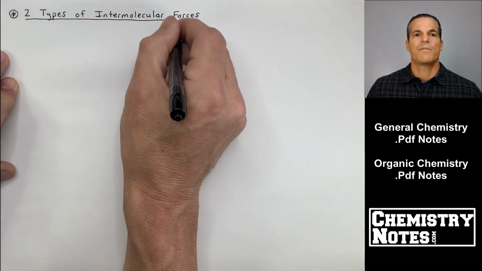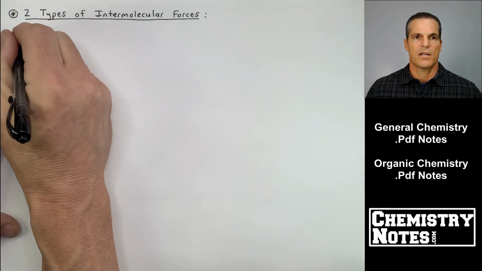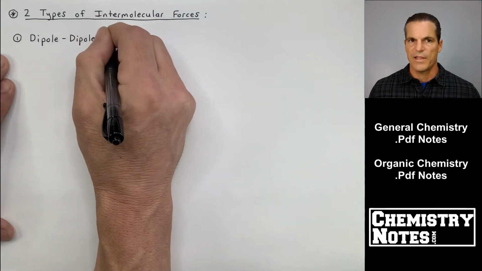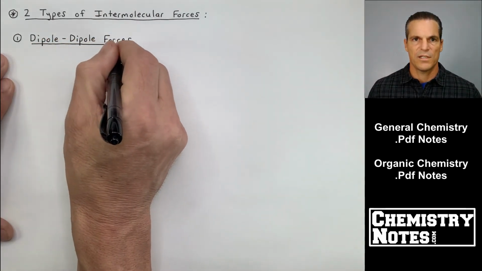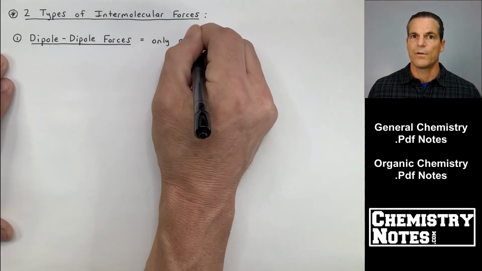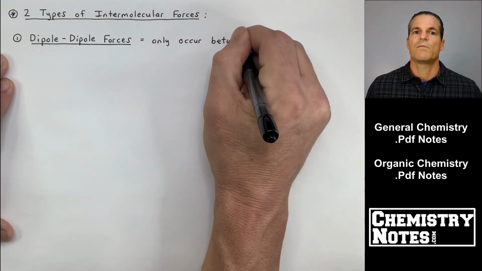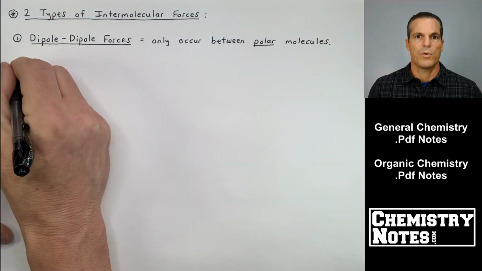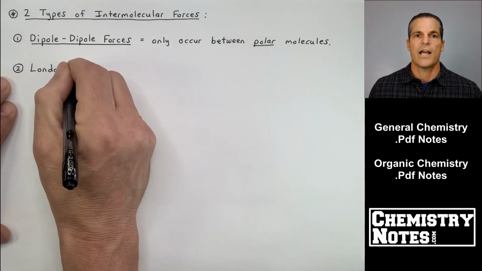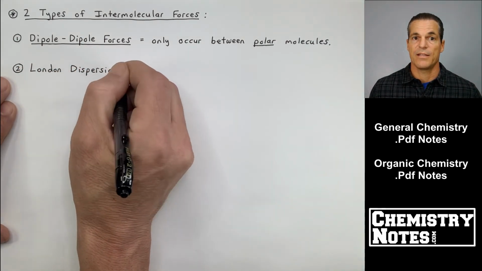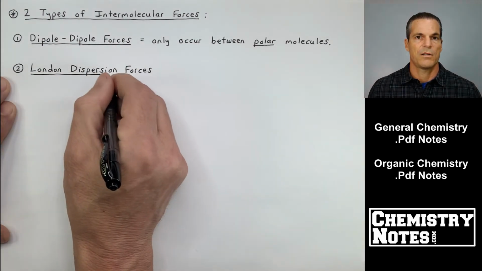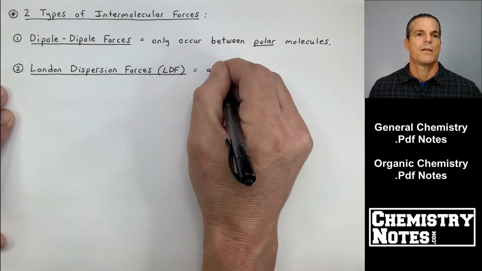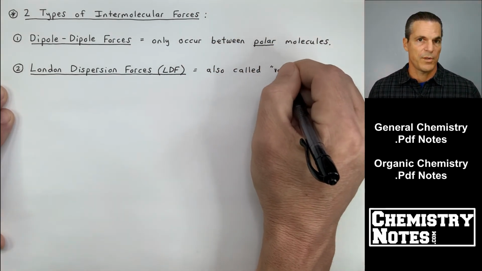Now, there are two types of intermolecular forces that we're going to talk about. We're going to break down dipole-dipole forces further into hydrogen bonding and all that stuff, and we're going to talk about London forces. I'm just setting this up for the second video. Number one, dipole-dipole forces. These only occur between polar molecules. We learned how to figure out if a molecule was polar or not back in section 8 when we talked about Lewis structures, VSEPR theory, and molecular geometry.